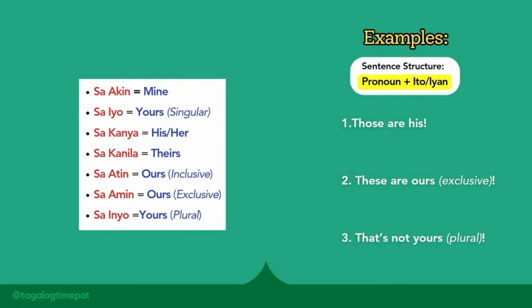If you wanted to say those are his, it would be sa kanya yan. Number 2, these are ours. Exclusive would just be sa amin ito. So we are just following that sentence structure, pronoun, then the demonstrative pronoun. Number 3, that's not yours. Plural is hindi sa inyo yan. So you just add the word hindi at the beginning to mean not.